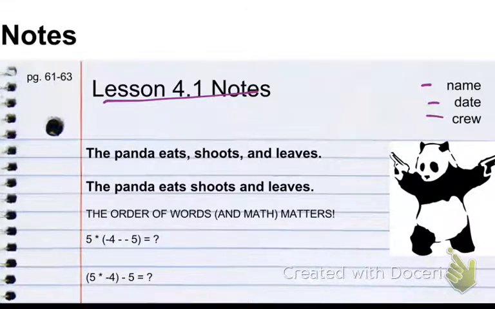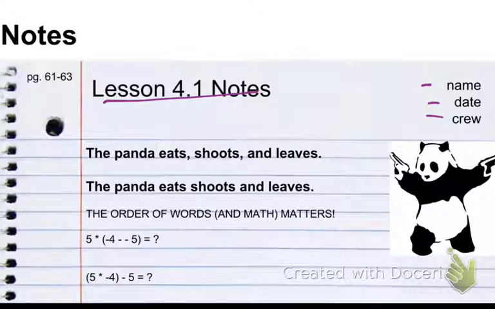These have two very different meanings. For instance, the panda eats, so he eats something, he shows up at a restaurant, he eats something. He then shoots a gun or something, and then he leaves the restaurant. By adding commas, we've made this a list. Instead, I have the panda eats, shoots, and leaves. Well, what does the panda eat? It eats shoots, like plant shoots and bamboo shoots, and it eats leaves. So they have two very different meanings based on the order of the words and the grammar we use.